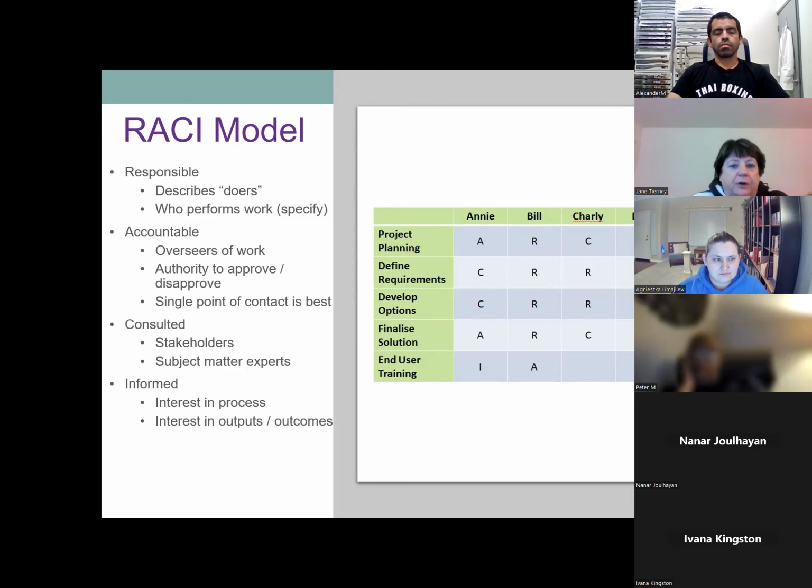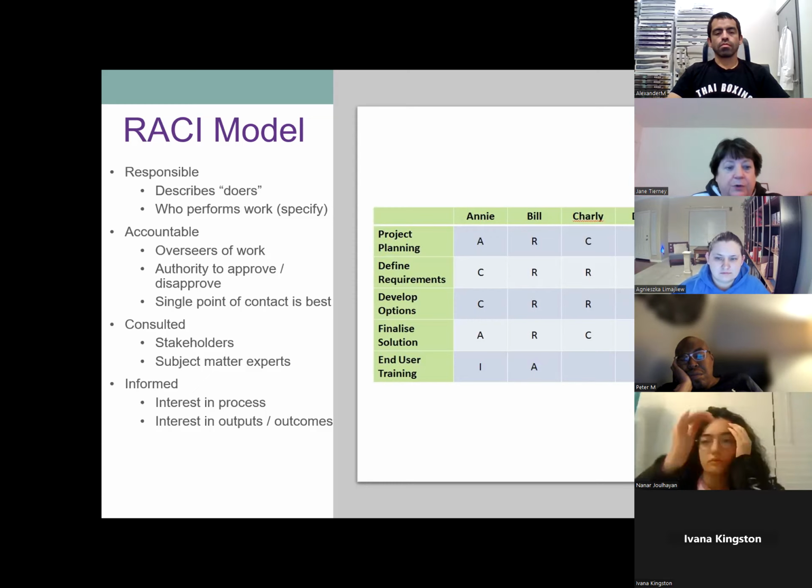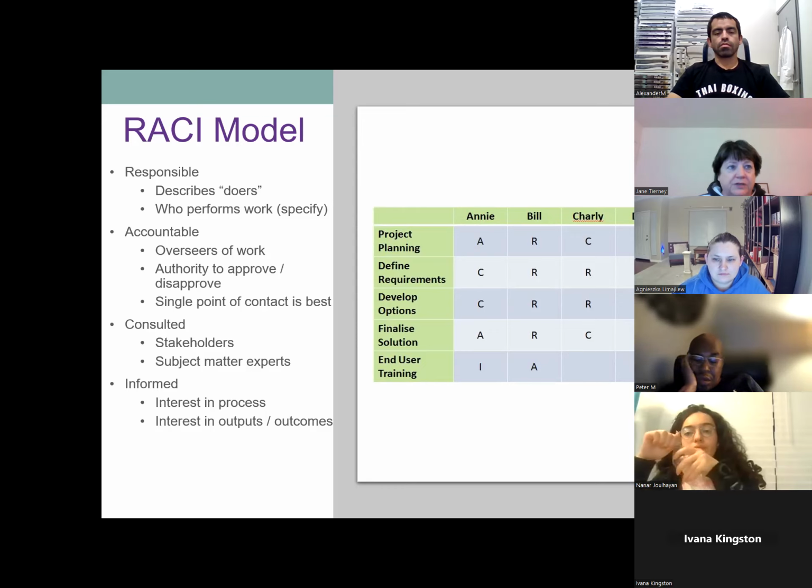Consultants are key stakeholders or subject matter experts who know a lot about things and they're getting involved in things. And then who are the informed, who needs to be informed, who has the need to know is what we're looking for. Who has interest in this process, who has interest in the outcome, who has interest in this project that we're doing. So who has the need to know?